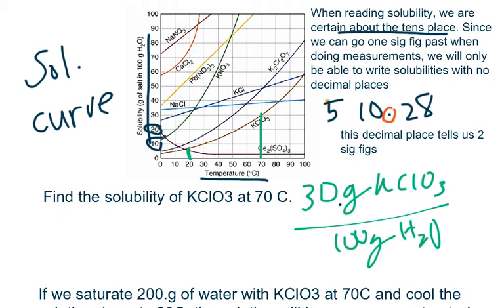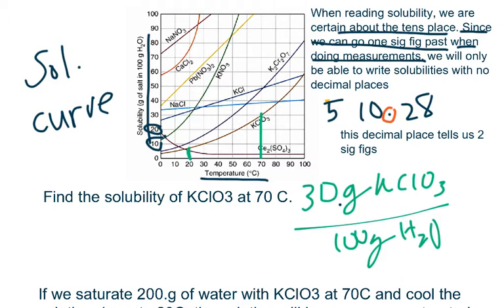So we are sure that the tens place is going to be 1. Now, since we can go 1 sig fig past when we do measurements, such as looking at a graph or maybe looking at the measurement on your ruler. So in this case, since we are sure about the tens place, we can go 1 past that and we can estimate the ones place.